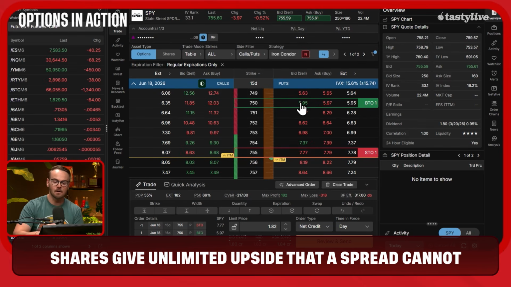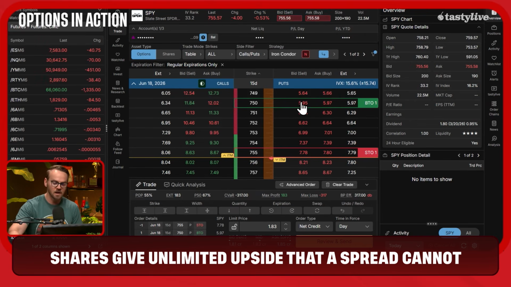But I would now have 100 shares of SPY with a static delta of 100, which means if the market dropped dramatically and I get assigned on the short put, I still have the protective long here. If the market rebounds and now all of a sudden we're back at 755 and beyond, I'm making money on those 100 shares of stock, where I wouldn't have been making that money, because with just this options trade, I can only make the credit received.